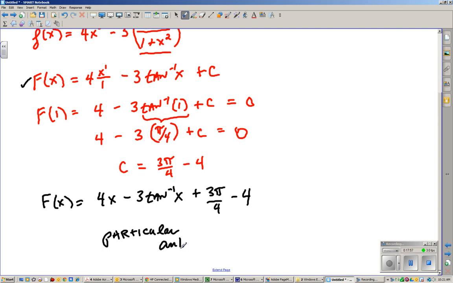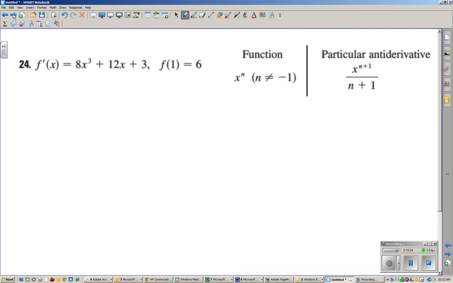And we'll make that distinction. This is a particular antiderivative. If it's got the plus c on the end, it's called general. If it's got c filled in, it's called particular. I think I've got one more here. Let's take a look. I do.